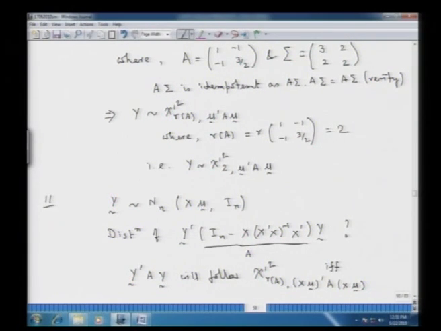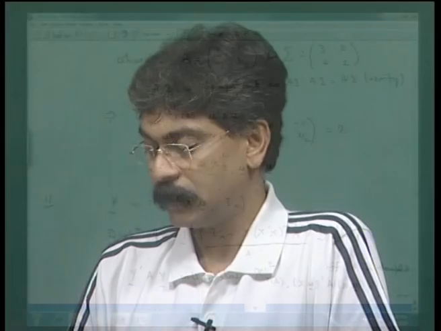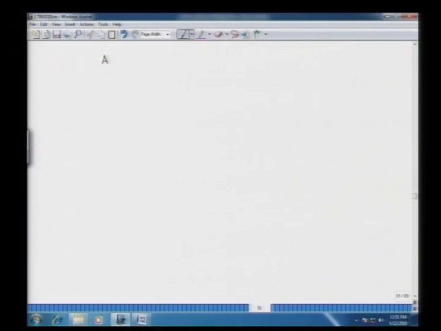Since sigma, the associated variance covariance matrix, is I_n, we require the condition that this will follow a non-central chi-square if and only if A is idempotent. So, let us see whether that condition is satisfied for this particular quadratic form, what is the rank of A in such a situation, and what happens to this non-centrality parameter X mu transpose A X mu. This matrix A in the present situation is our I_n minus X (X transpose X) inverse X transpose.